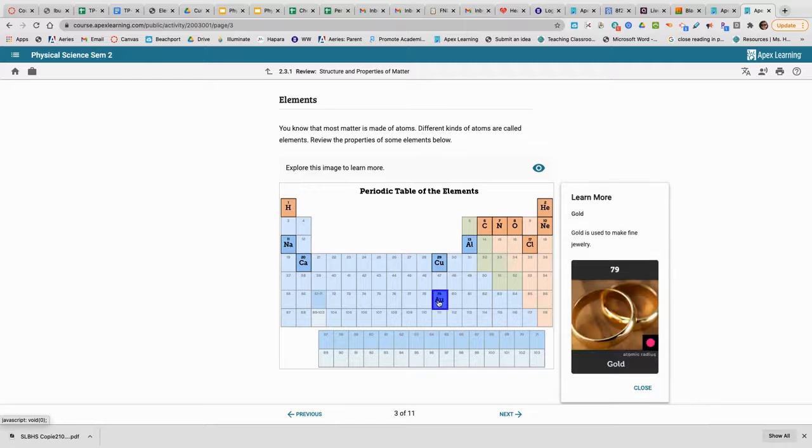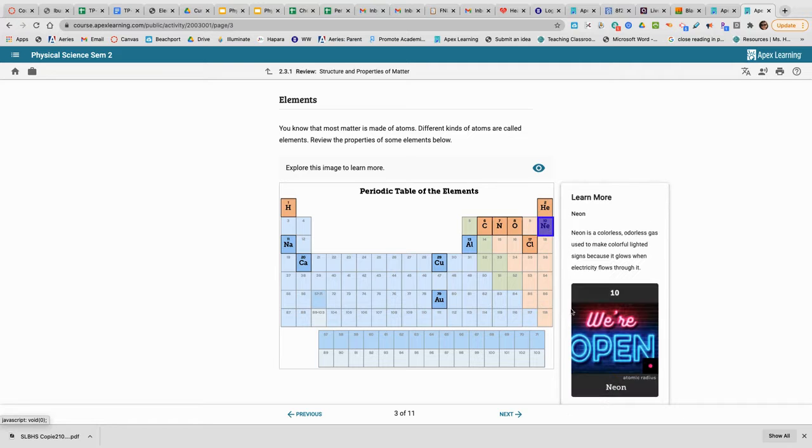Here's gold. Au is gold. Obviously, you know that its most common use is to make jewelry. It's a very heavy element. Neon is a gas. It's a colorless, odorless gas. It's very non-reactive. We call it inert. And it's used in these colorful lighted signs because it glows when electricity flows through it. And so on and so forth.